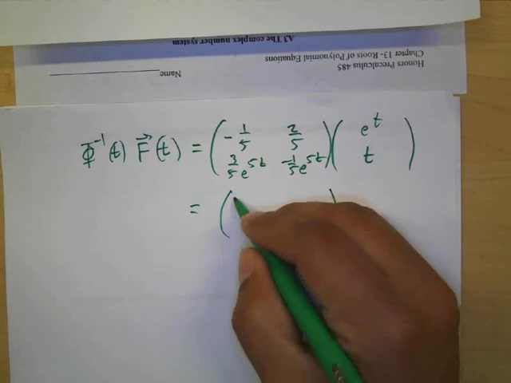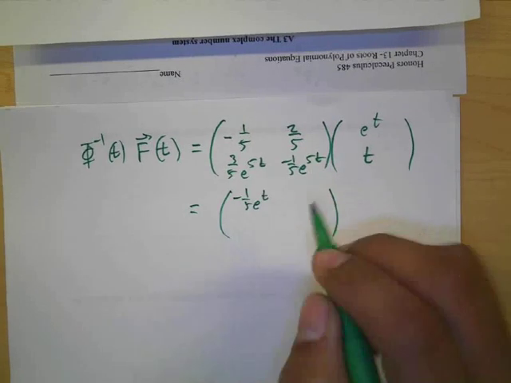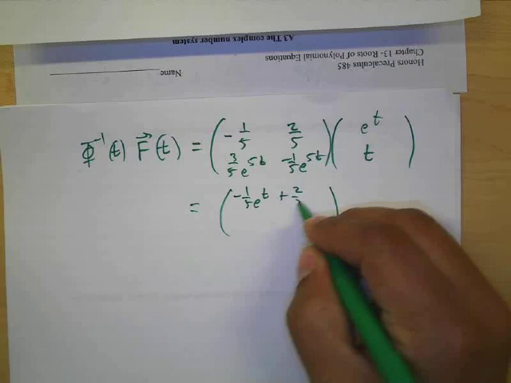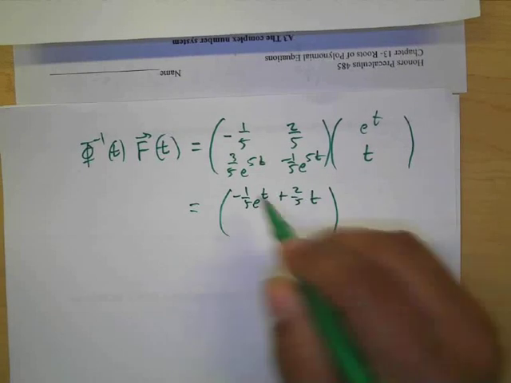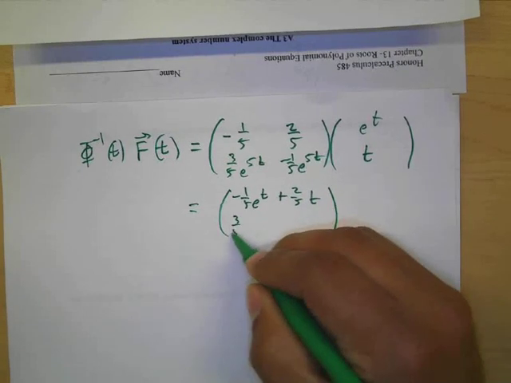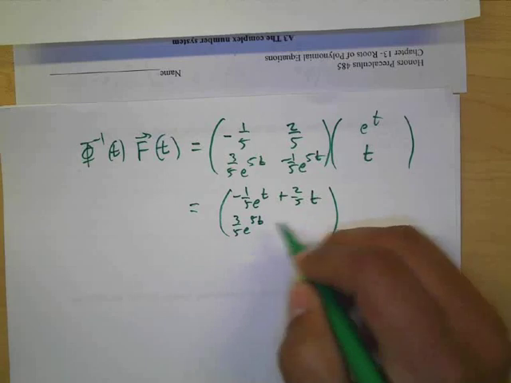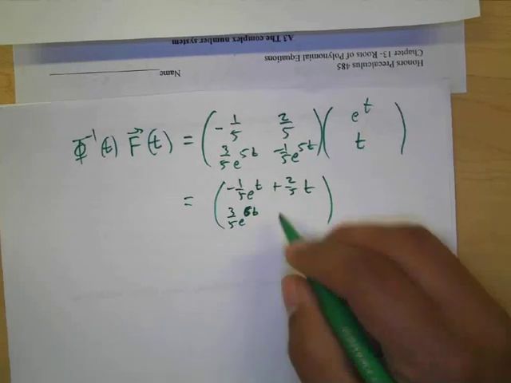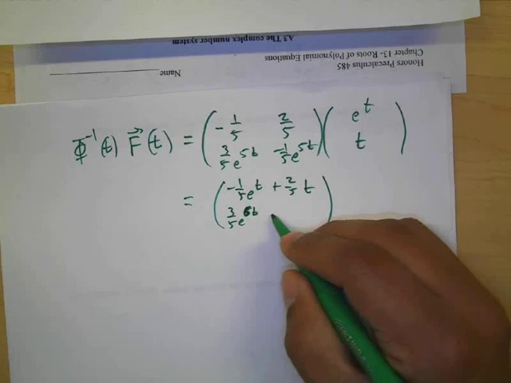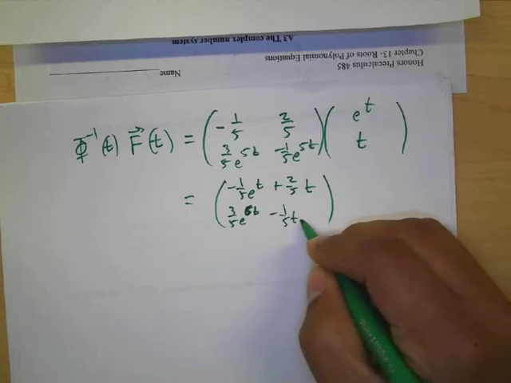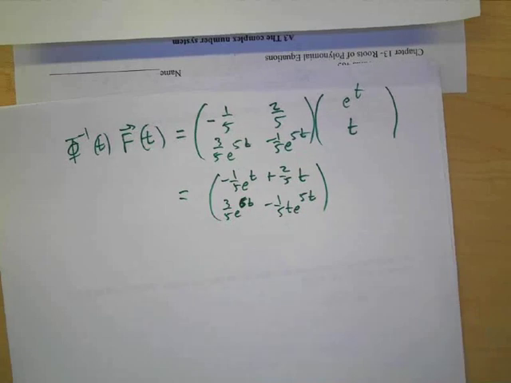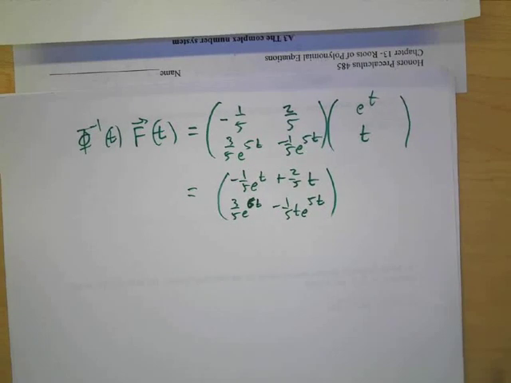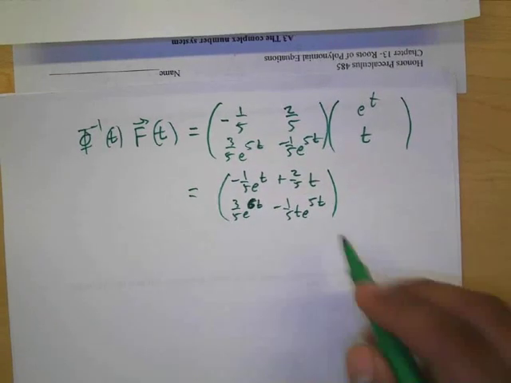Now we're going to get negative 1/5 e to the t plus 2/5 t, and then 3/5 e to the 5t, 6t, minus 1/5 t e to the 5t. And it's a column. And this is now a 2 by 1, right?